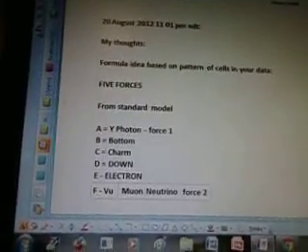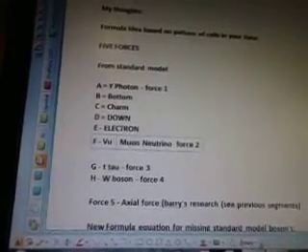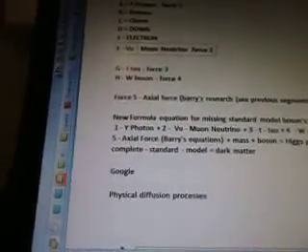I have no idea if I'm doing this right. So here's my formula idea based on pattern of cells in your data. 5 forces from the standard model. We have A equals photon, which is force 1. We have B as the bottom, C is the charm, D is down, E is electron, F is the muon neutrino, force 2. G is the theta, force 3, and H, the W boson, is force 4. Force 5 is the axial force, and this is from Barry's research. See the previous segments. His name is Barry, and he's been doing research on the axial force. If you Google Barry axial force, it'll bring it up.